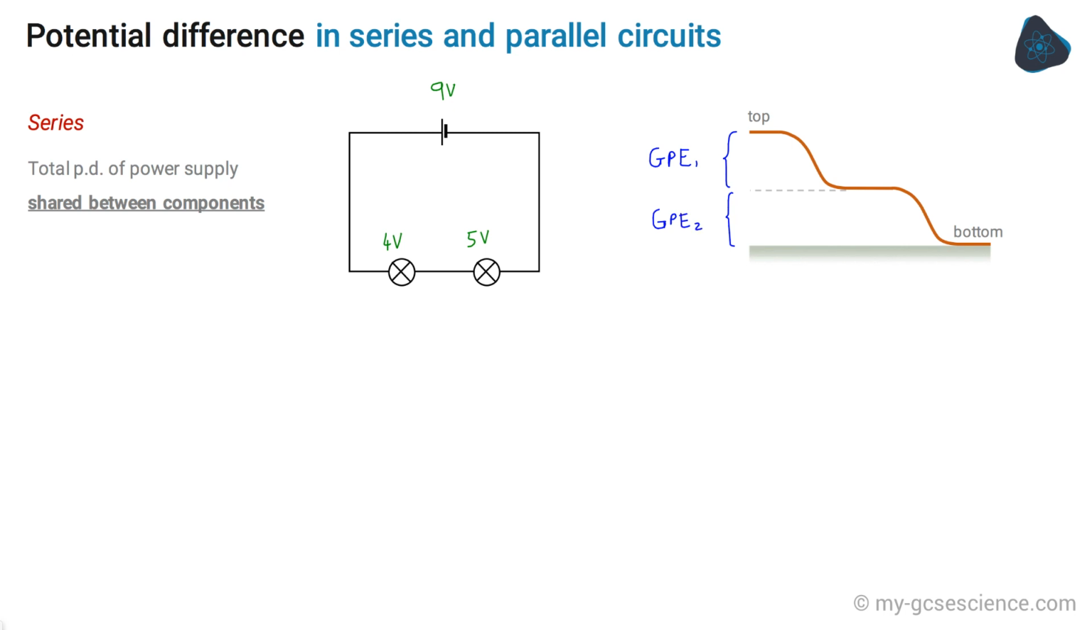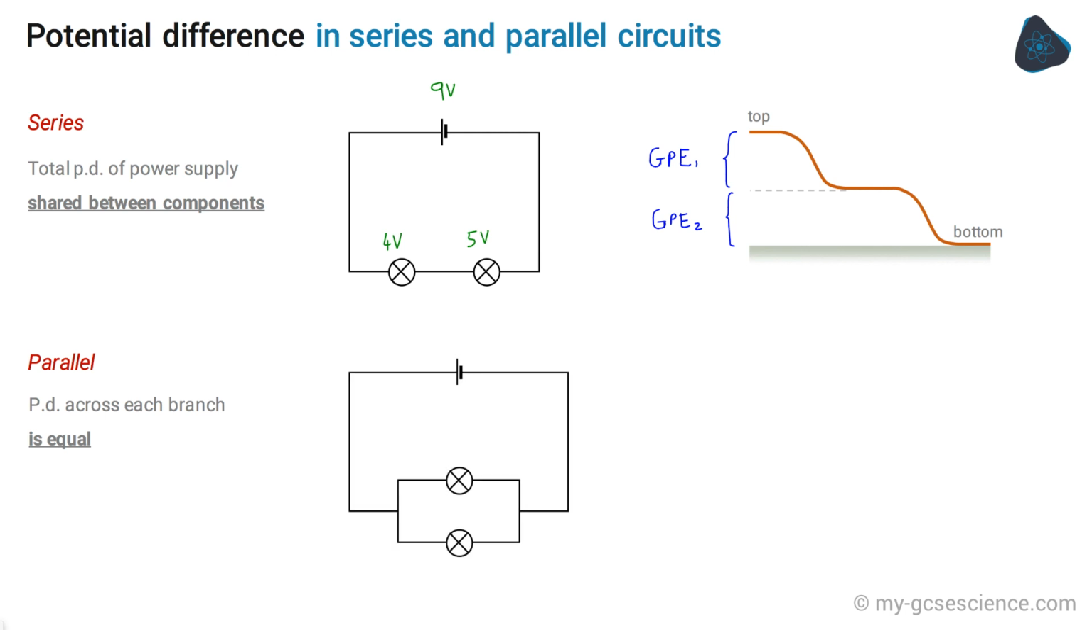In our electric circuit, the energy given to each charge by the cell will be equal to the sum of the energies it gives to both bulbs. That's just another way of saying that the total PD across the cell is equal to the sum of the PDs across each component. Moving on, in a parallel circuit, the total PD across each branch will be the same. So here, if we again use a 9-volt cell, the PD across each bulb will be 9 volts.